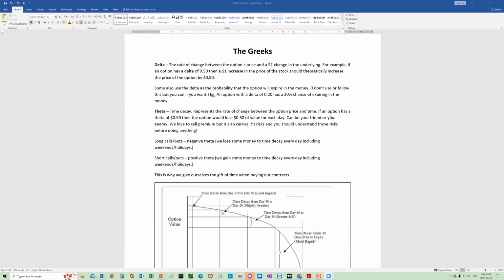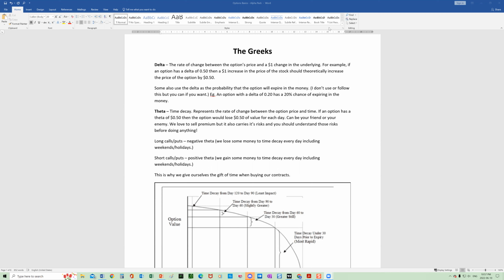So if you're long calls or puts, you have negative theta. So you're going to lose some money to time decay every day. That also includes weekends and holidays. If you are short calls or puts, you have positive theta, which means every day you're gaining some money due to time decay.